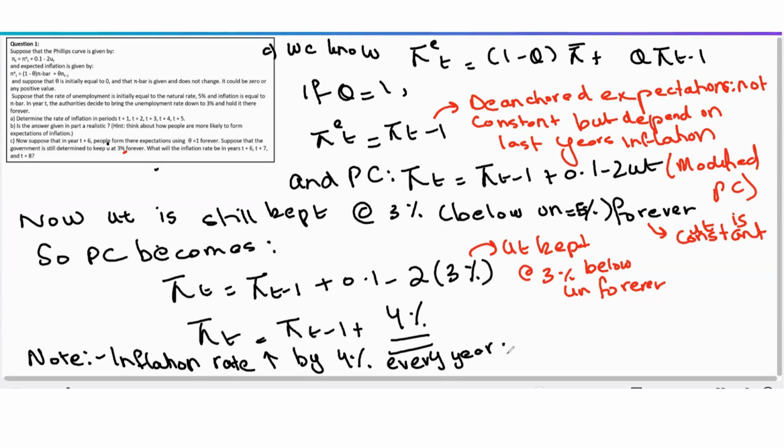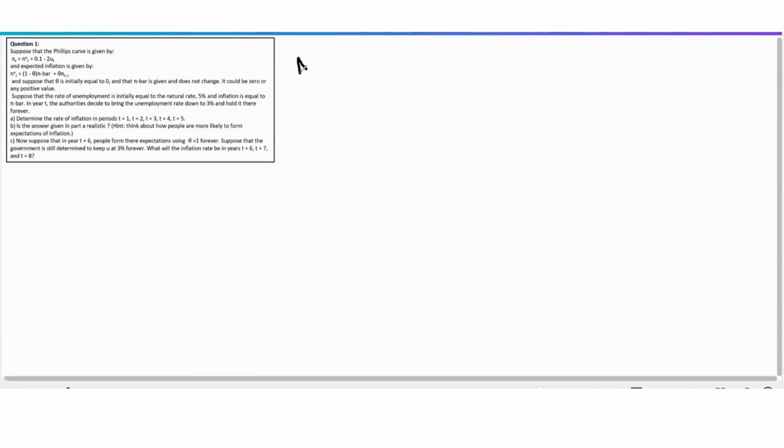If we maintain UT at 3%, below UN which is 5%, right? So if we're lowering unemployment, every year inflation will be 4% higher than the previous year, right? So if we just delete all of this and see, basically we know in pi t plus 6 this change happens, right?